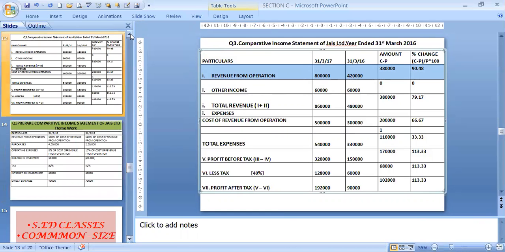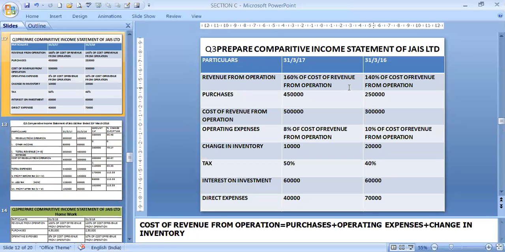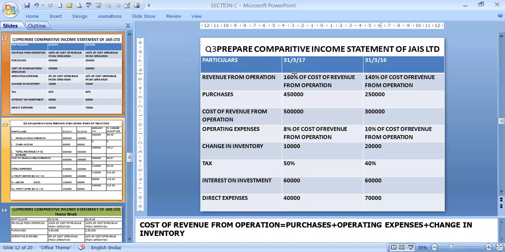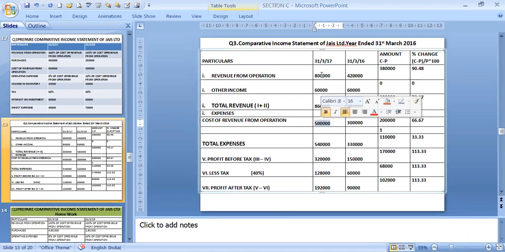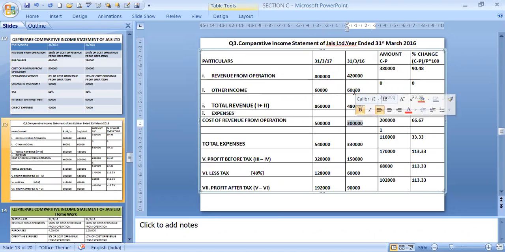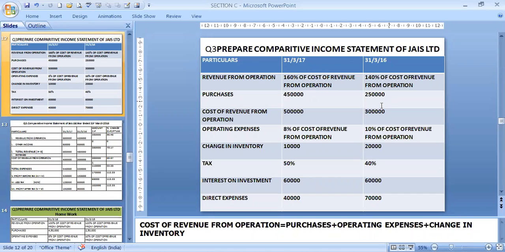If you see the sum, it's 160% of the cost of revenue from operation in 2017. The current year is given first. So 160% of 5 lakhs, how much is that? The amount is coming 8 lakhs. On 5 lakhs, when we find 160%, it is 8 lakhs. On 3 lakhs, when we find 140%, we get 4,20,000. That is given as 140% of 3 lakhs, the cost of revenue from operation.